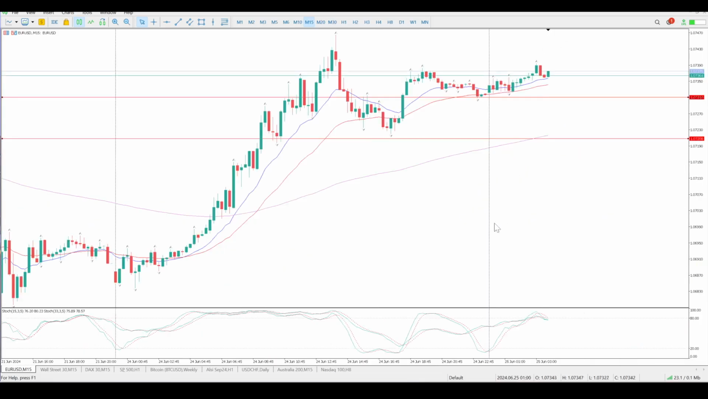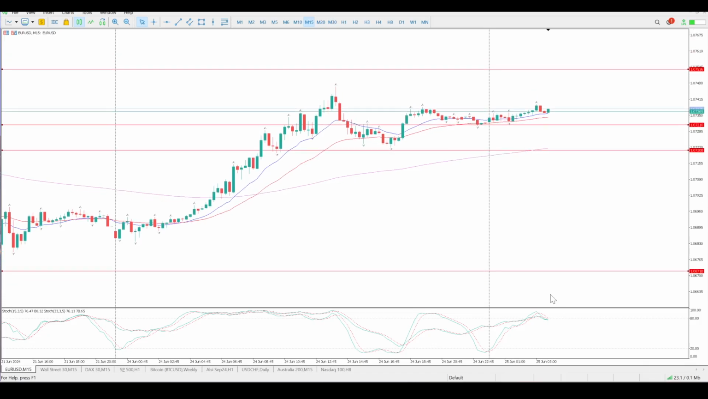Just be very cautious about this. Don't just jump in and forget about it. Jump in, put a stop loss in, but put your take profit in as well.